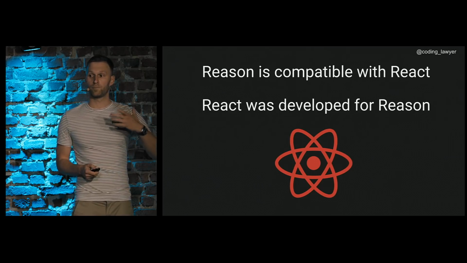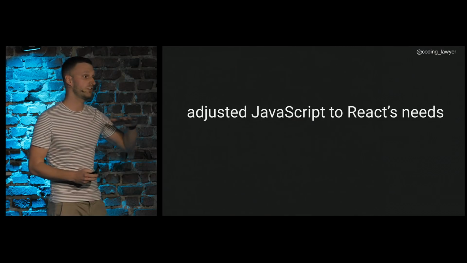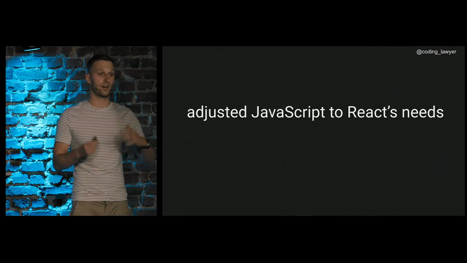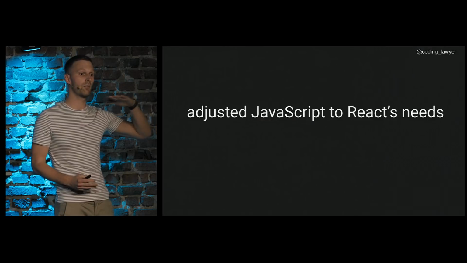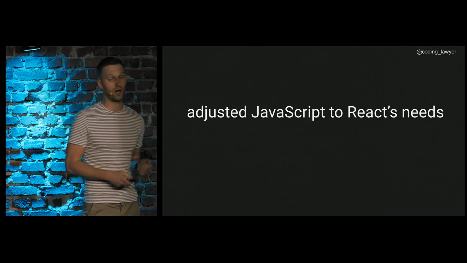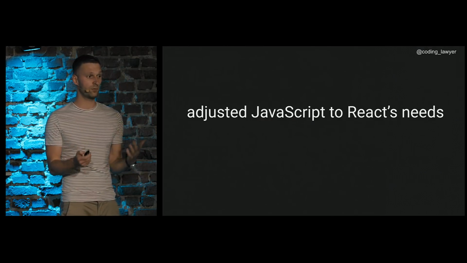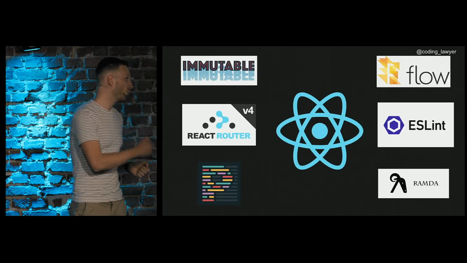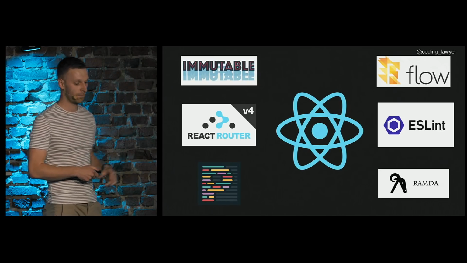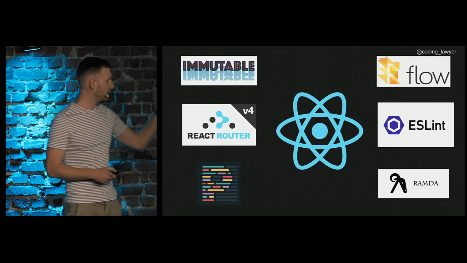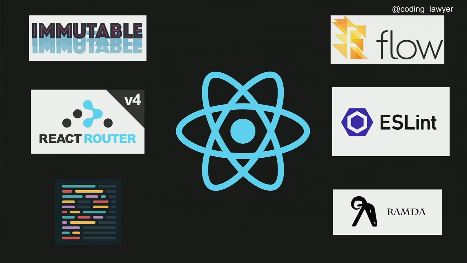But when React came into JavaScript, we needed to adjust JavaScript to React's needs. We created a lot of tools and a lot of libraries that make development smoother. However, as a result, this means another layer of complexity. It means many dependencies for our applications. So if we take a typical React application, we will at least have these dependencies: immutability, static typing, routing, linting, code formatting, and helper functions.